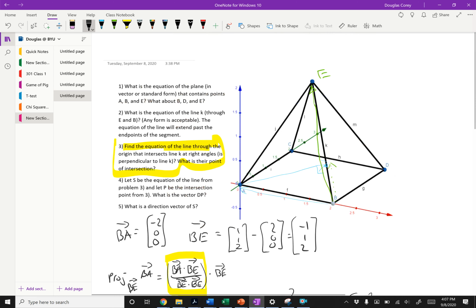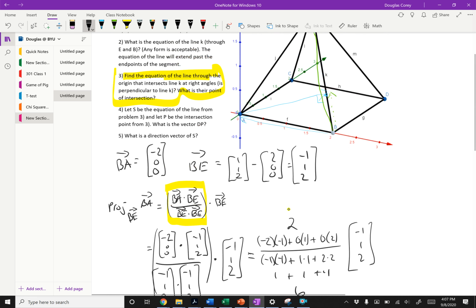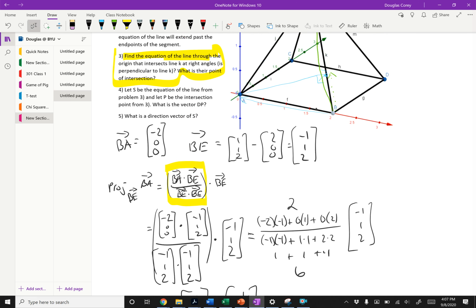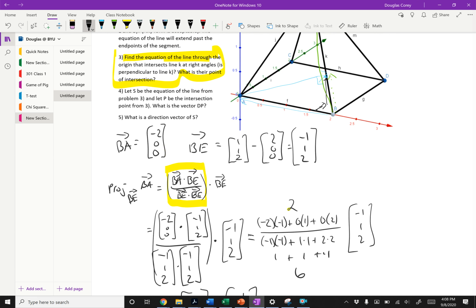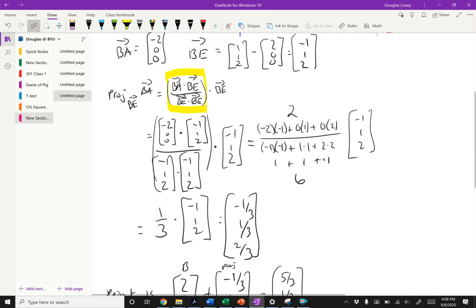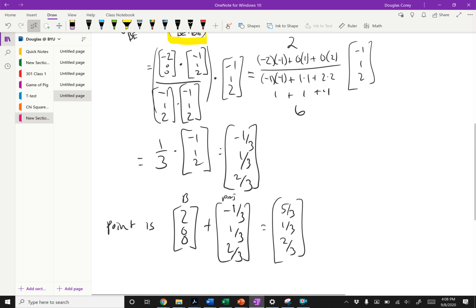And that makes sense because if we go 5/3 in the x direction, we get almost to B. Right, so we're going to be about here. And then we go 1/3 in the y direction, so we're going to go a little bit that way. And up 2/3. So up to there. So yeah, it's about right, 0.666. So it makes sense with our drawing. So there's a point. And what about the line?